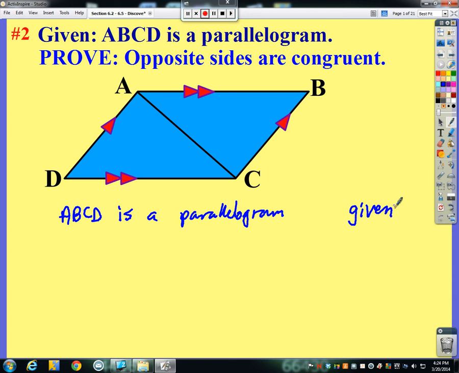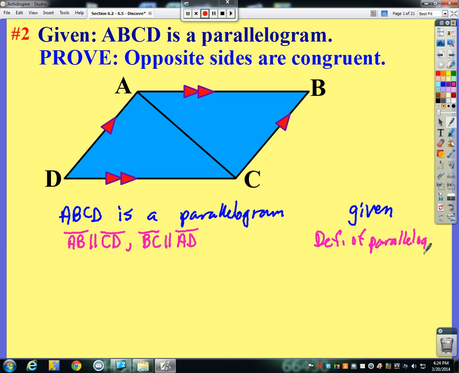And now, what do we know is true about a parallelogram? Well, we know that the opposite sides are parallel, which are already marked in my picture, but really I should state it. So I know that AB is parallel to CD, and I can include this in the same line, that BC is parallel to AD. And why do I know that's true? Well, I used the definition of a parallelogram. Okay. So I still need to show opposite sides are congruent.